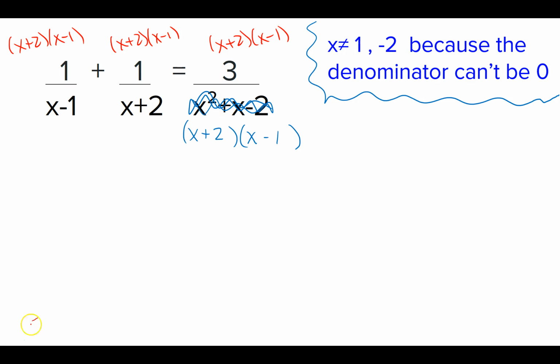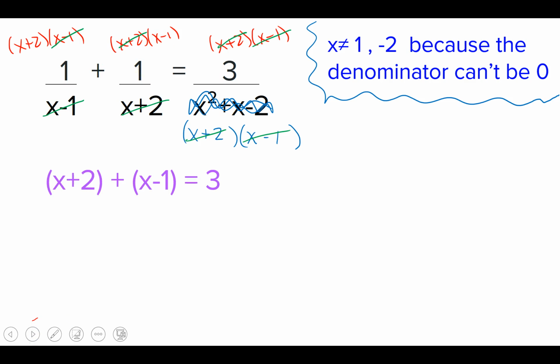So when I bring in my common factor to all of them, my first one already has the x minus 1, so I don't need that anymore. My middle piece already has the x plus 2, not going to need that factor. My last one has both of them, so I'm not going to change the last one at all. So that means I'm left with 1 times x plus 2, plus 1 times x minus 1, and then equals 3.